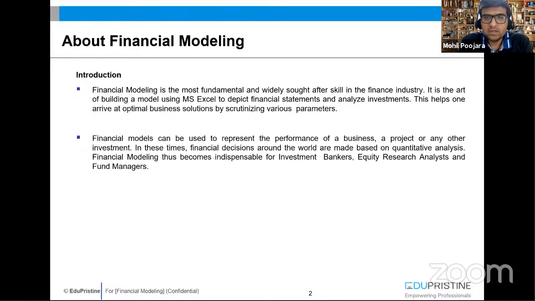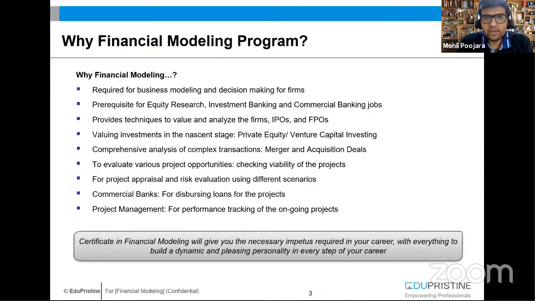So let me move on to why financial modeling is required. Why, in general, as a skill set, do you need to have financial modeling? And this is for different people in different interest areas within the field of finance. Financial modeling is going to help you. Here are some reasons why.